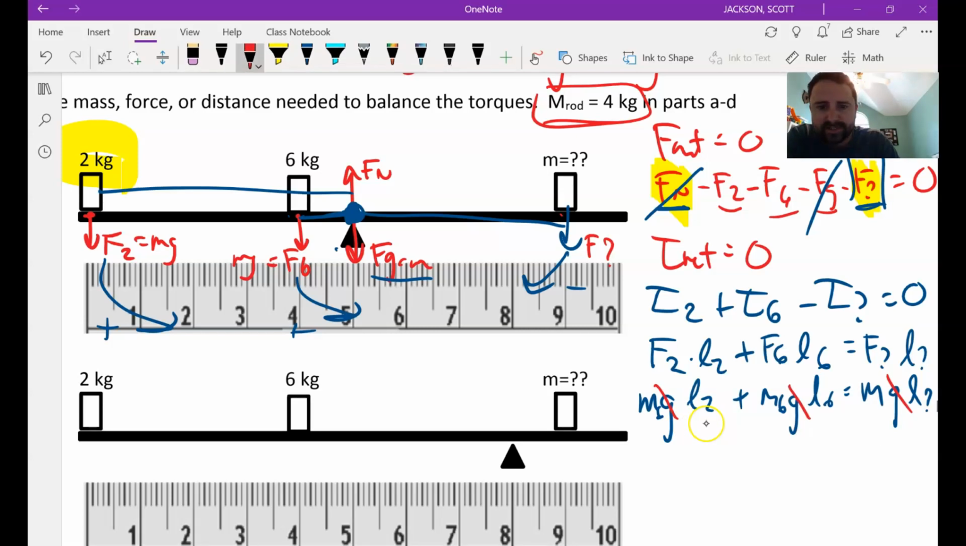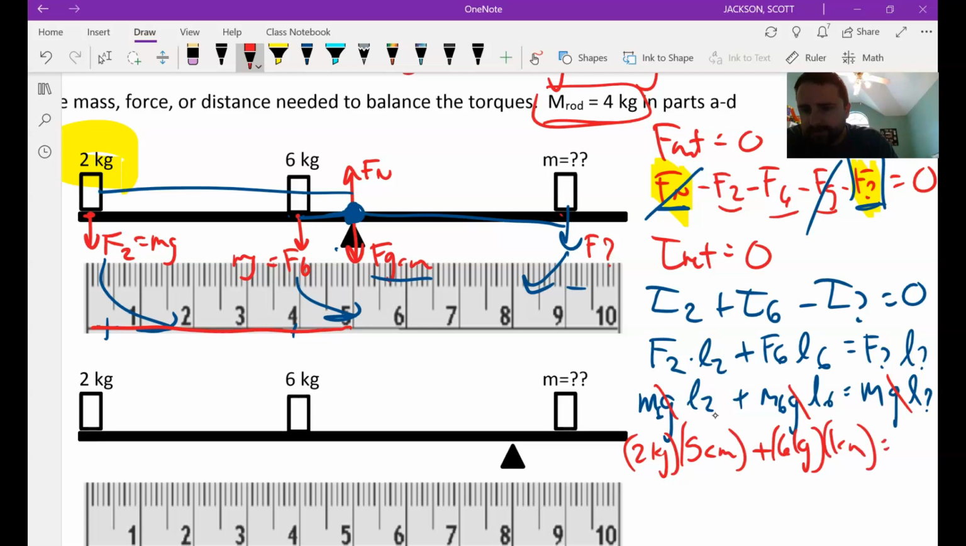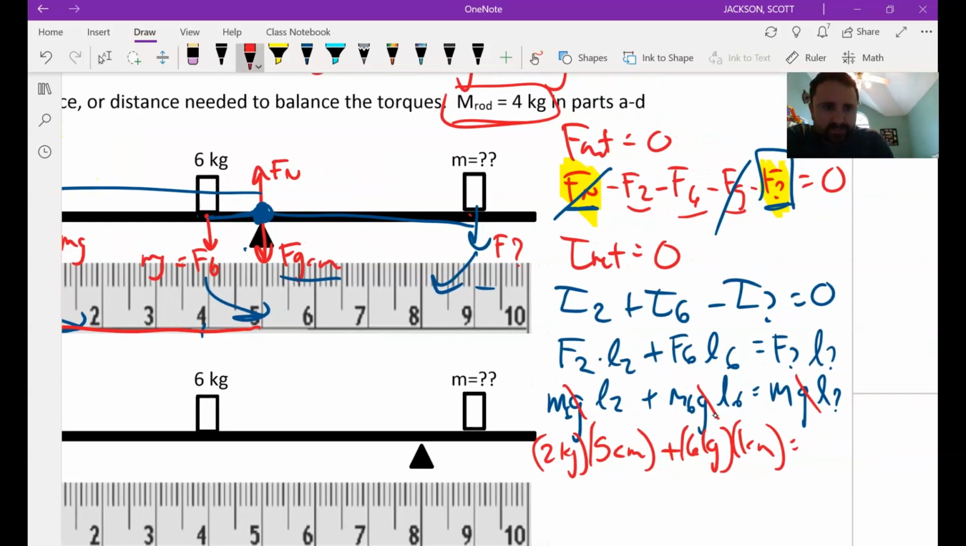So then let's put these masses in. Mass of 2, so there's 2 kilograms, times its lever arm. Let's see, how far away is it? That is 1, 2, 3, 4, 5. Let's see if it matters if we do centimeters. That's 5 centimeters, plus mass of 6. That's 6 kilograms times its lever arm, which is 1 centimeter away, equals the last one. This one is 1, 2, 3, 4 centimeters away. We don't know that mass, times 4 centimeters.